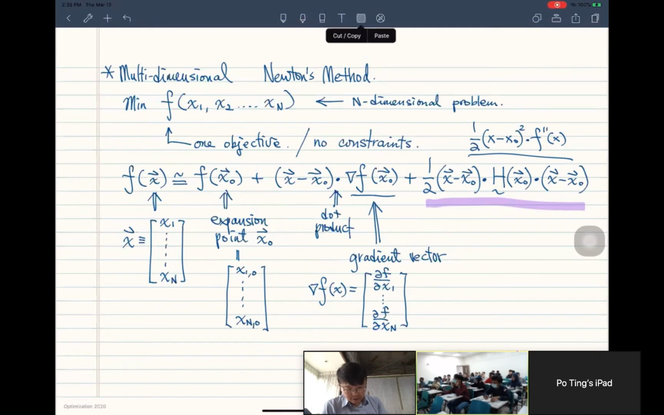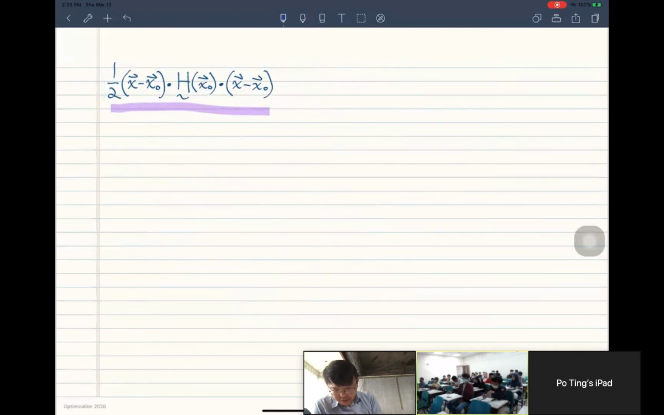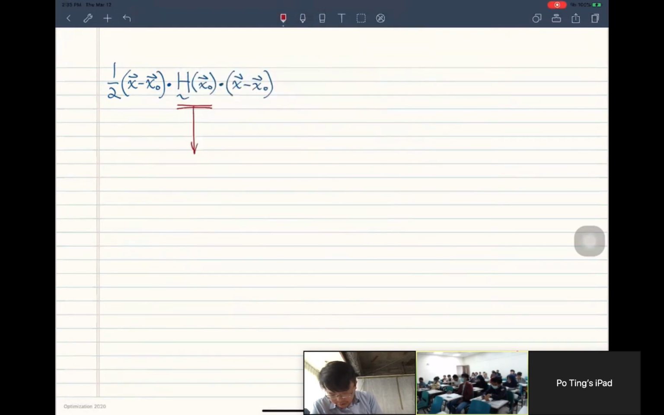Okay, let me copy this. So there's one, we cannot do this. This is for 1D, right? We should do Hessian matrix for multiple dimensions. So let me copy this term right here and explain what's going on. Okay, paste. So what is this? This is the so-called Hessian matrix.